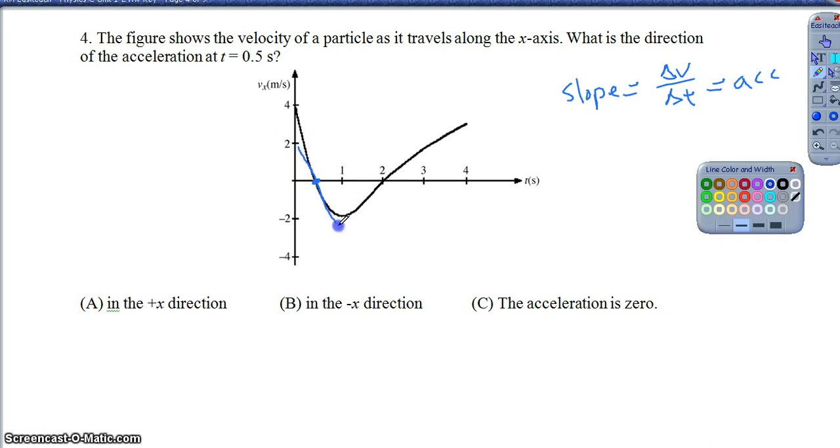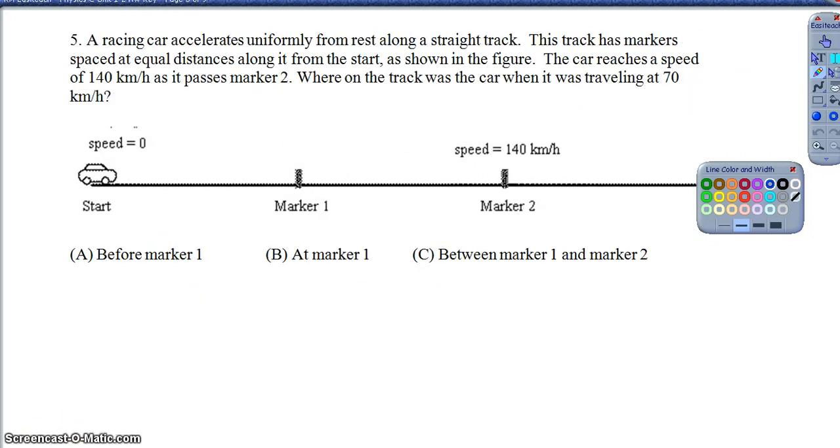Well, if I draw the tangent line, a line that touches that at exactly one point, it's very clear to see that that has a negative slope, right? It goes down as I go from left to right, so that tells me it's in the negative x direction. Okay, so hopefully this was a pretty easy question for us to get through.